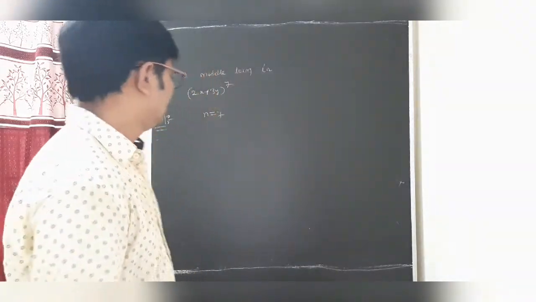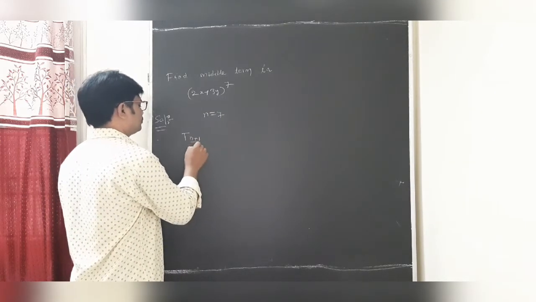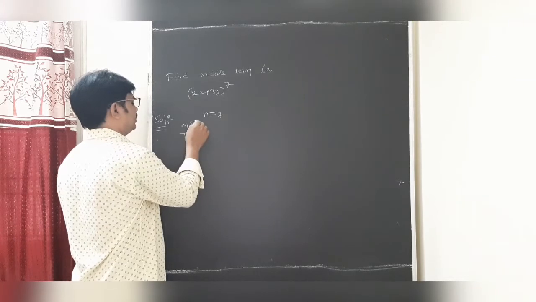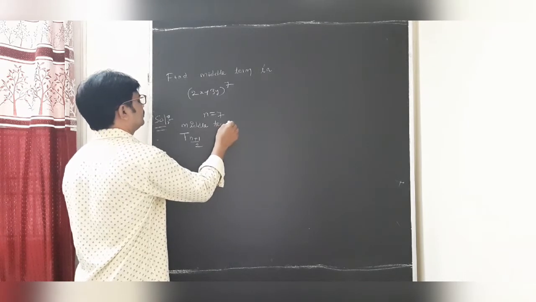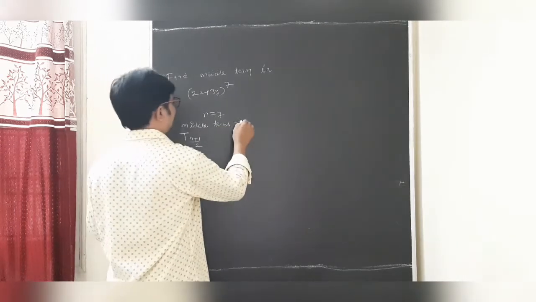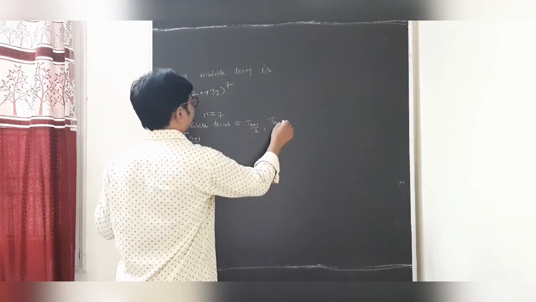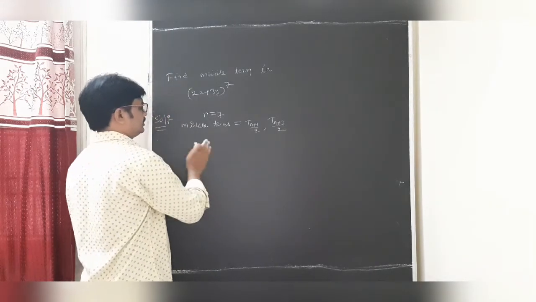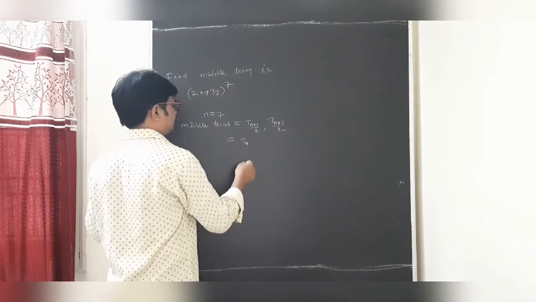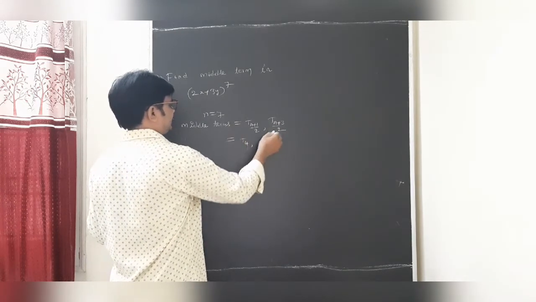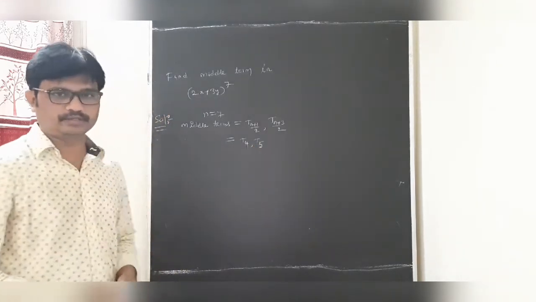Okay students, what is the formula? If n is odd, the middle terms are T((n+1)/2) and T((n+3)/2). So n is 7. Seven plus one, 8 by 2 is 4. Seven plus three, 10 by 2 is 5. So T4 and T5 are the middle terms.